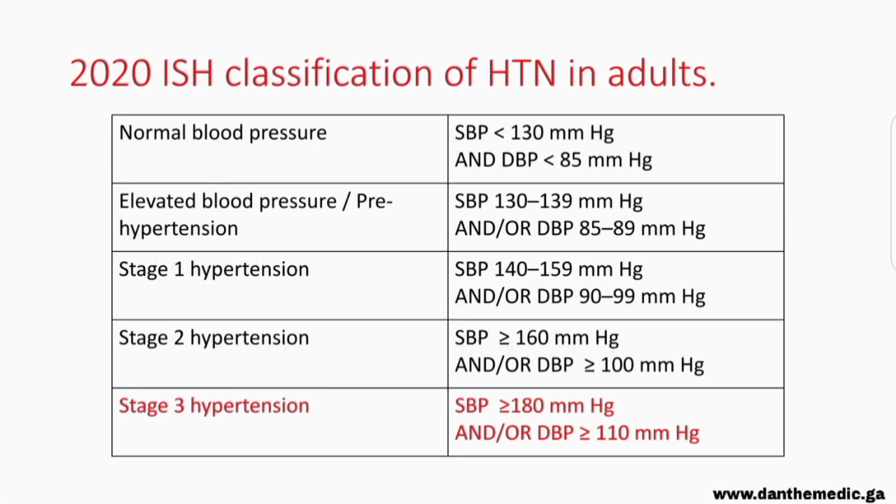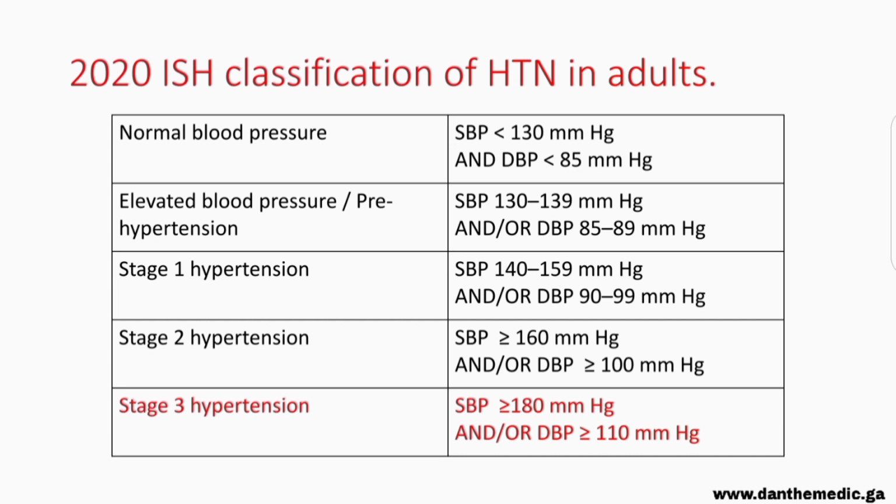Then you remember from the beginning I said I was going to use the latest classification of hypertension. So this one was provided by the International Society of Hypertension, and they classified normal blood pressure as systolic blood pressure that is lower than 130 millimeters of mercury and diastolic blood pressure that is lower than 85 millimeters of mercury. I would like to remind you that the optimal blood pressure is SBP less than or equal to 120 and DBP less than or equal to 80.